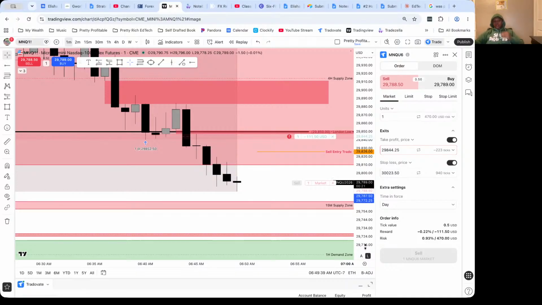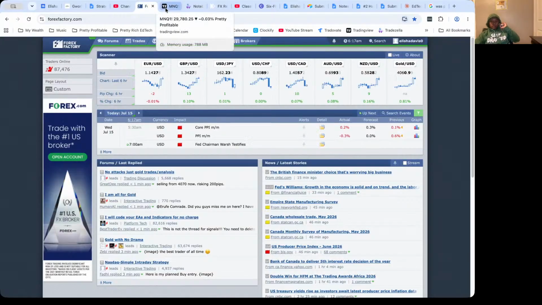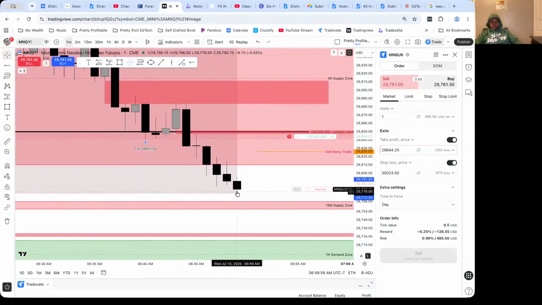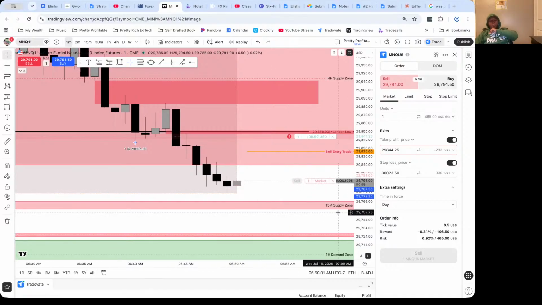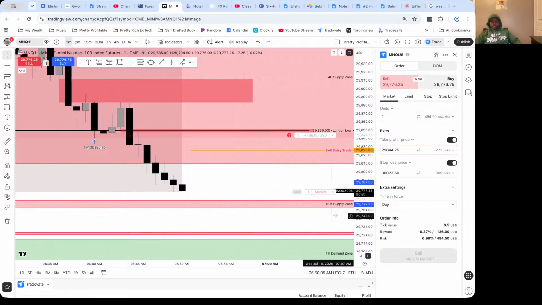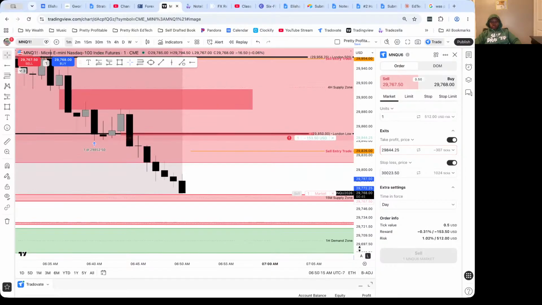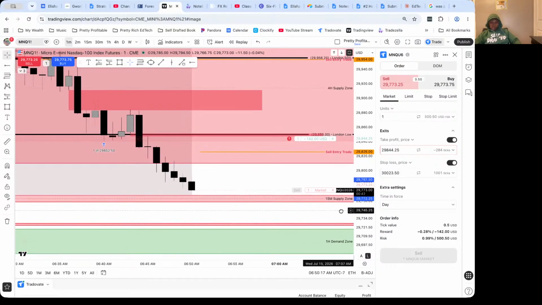So right now, I don't see any entry opportunities right now, so just being patient. And also, we got Fed Chairman news at 7 also. So we got 11 minutes before the next one. Then the only potential opportunity I see to get into something is on this 1 hour demand zone. So I want to be mindful.